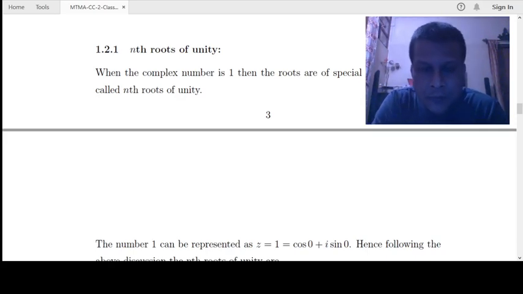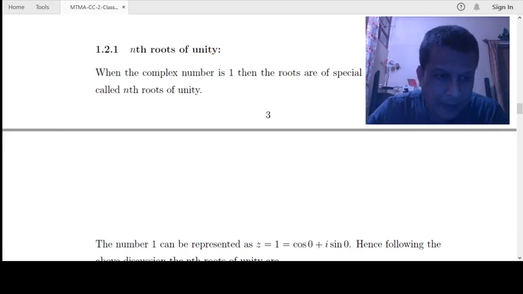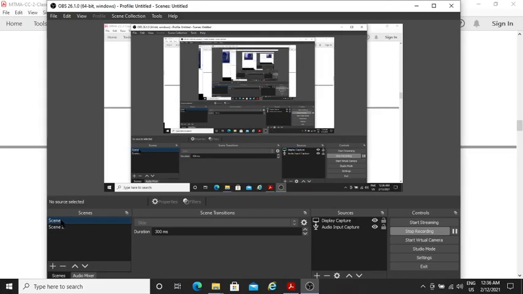Alright, let's start the fourth lecture of the series. As we talked in the last class, we will start with the nth root of 1, that's unity. And by the end of this class, you will understand and realize why studying this thing is very important for studying the roots of any complex number.